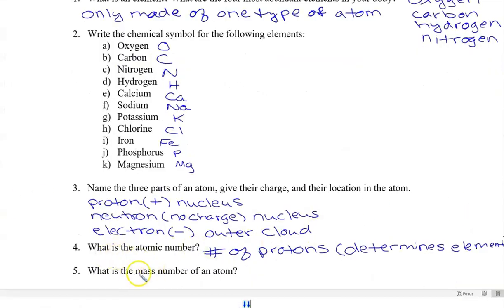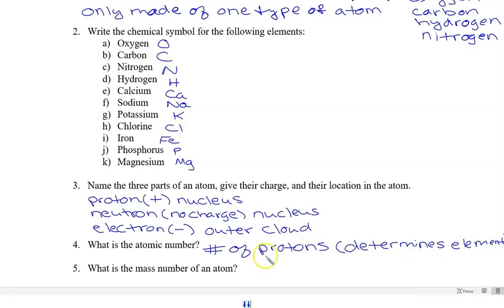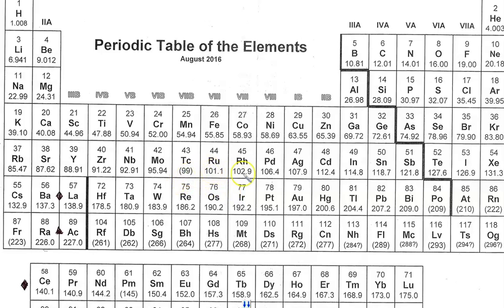Okay, mass number is actually for that particular element. It is the two things that have mass. So it's the number of protons and the number of neutrons added together. Not the electrons, because the electrons have almost no mass whatsoever. So protons plus neutrons makes the mass number. Okay, so again, not that number, not that number.